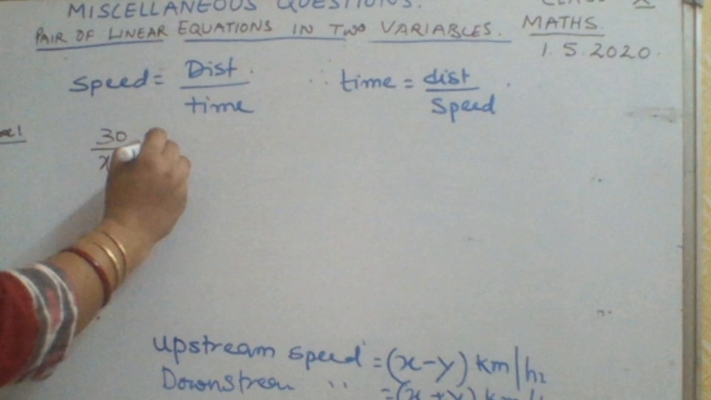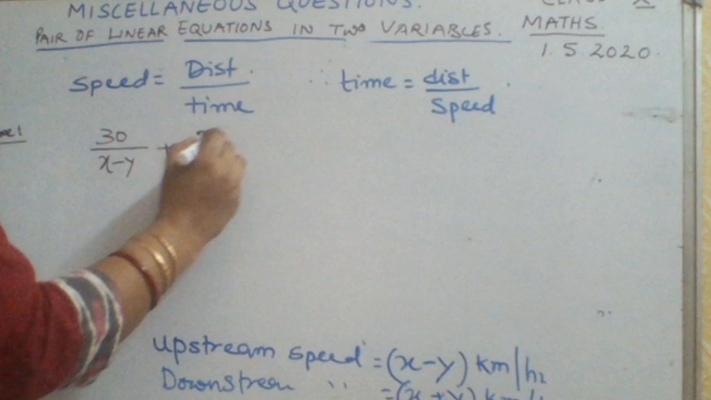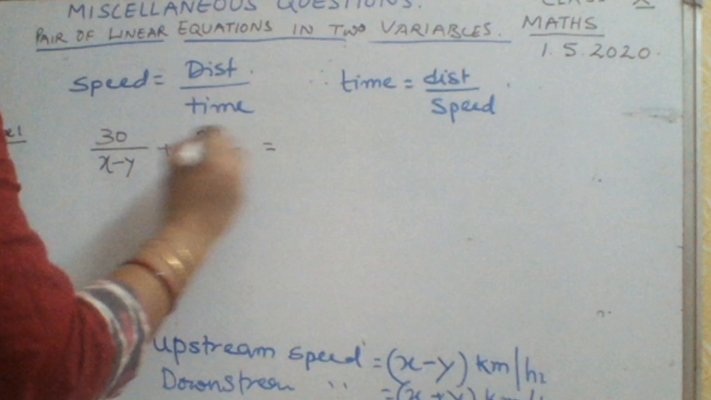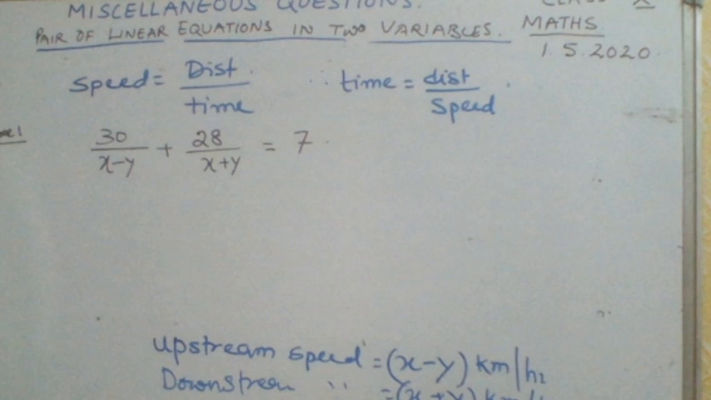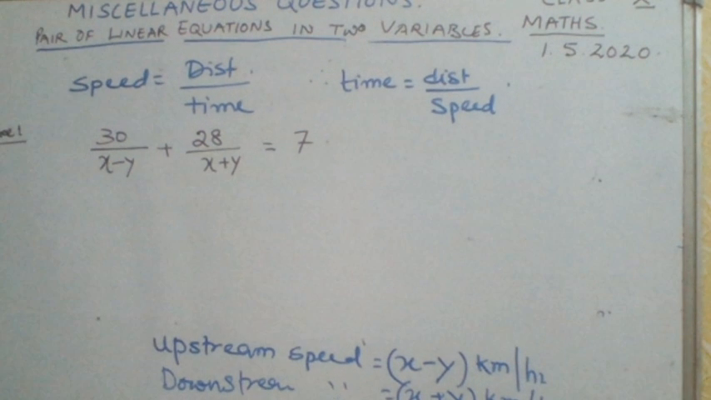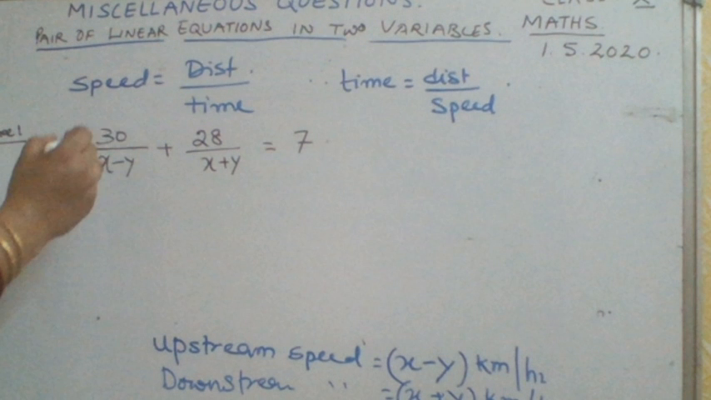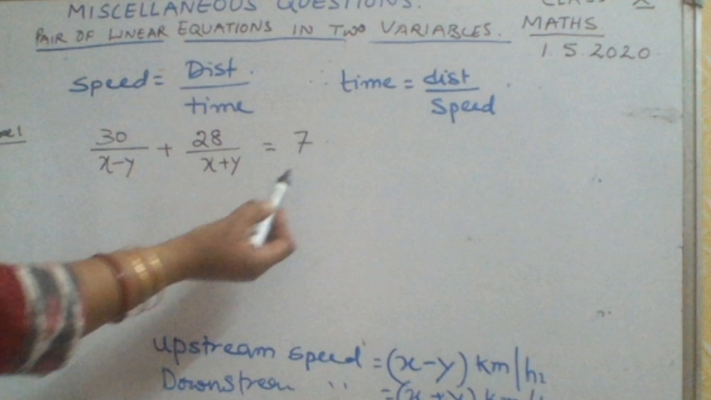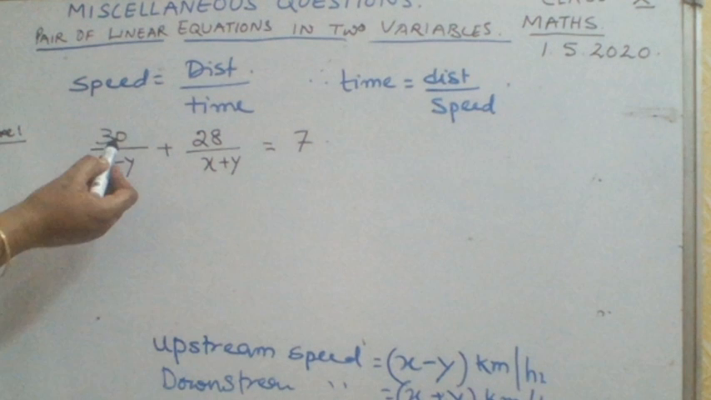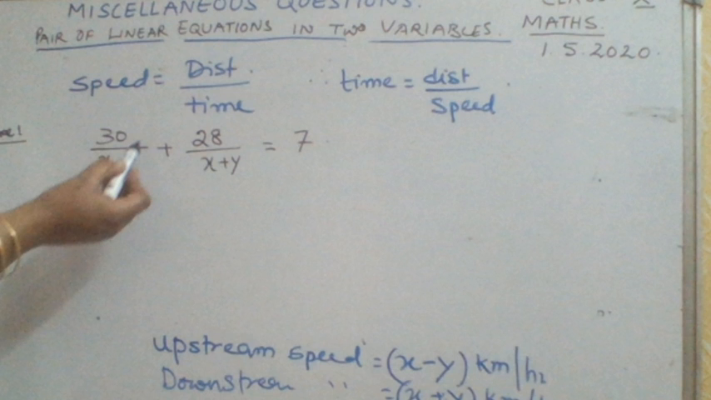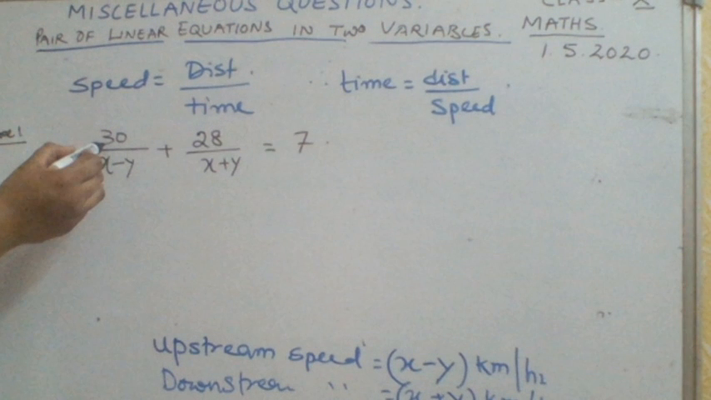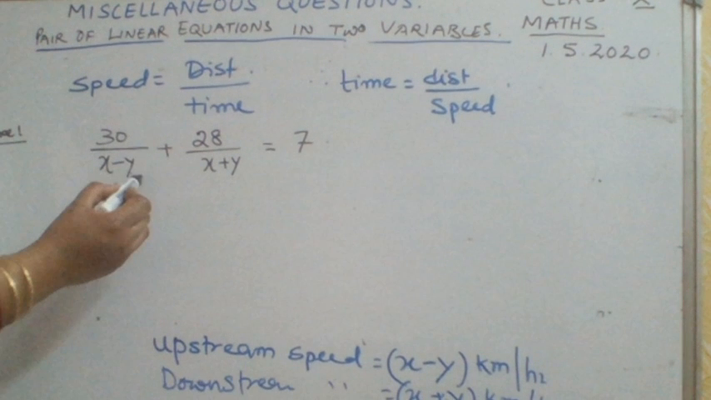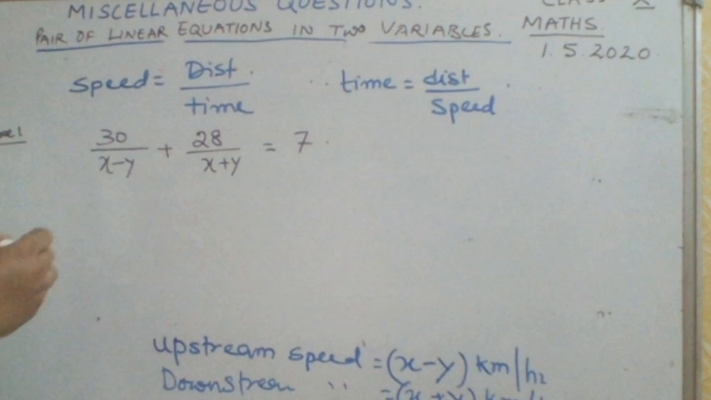Then you have 28 kilometers downstream. Downstream speed is x plus y, and together the time taken is 7 hours. Once again, 30 kilometers upstream and 28 kilometers downstream in 7 hours. For 30 kilometers upstream, time taken is distance upon speed, which is 30 upon x minus y, and for downstream 28 upon x plus y.